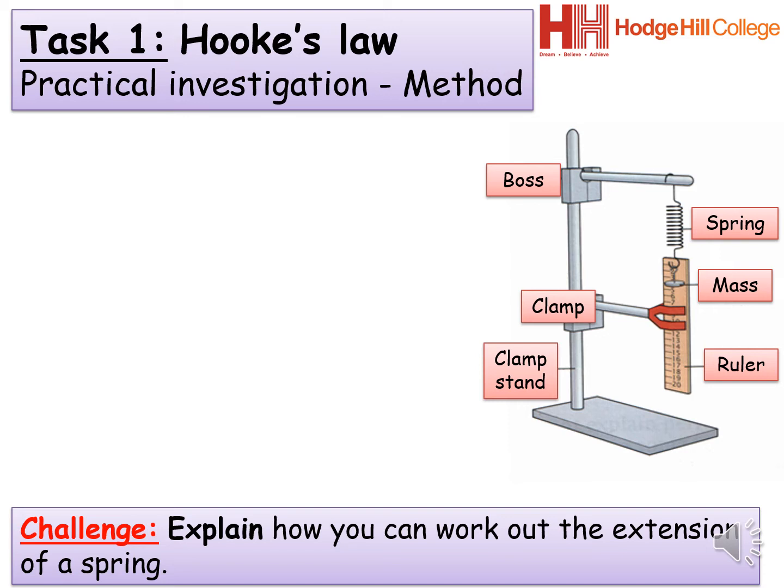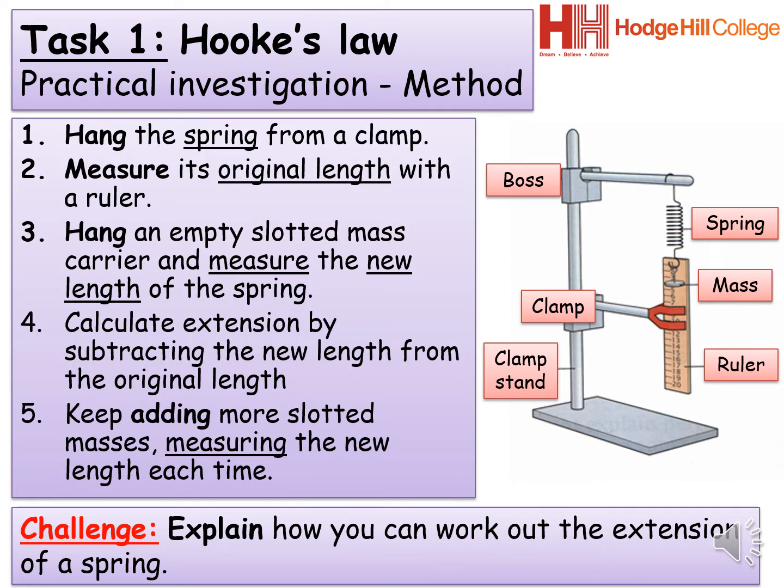Once you have set up the equipment as shown on the diagram, to start the practical, you will firstly hang the spring on the top clamp and measure the original length of the spring. Now the original length should have no masses added onto the spring. Once you have measured the original length, you will then get the empty slotted mass carrier and place it on the spring and measure the new length.